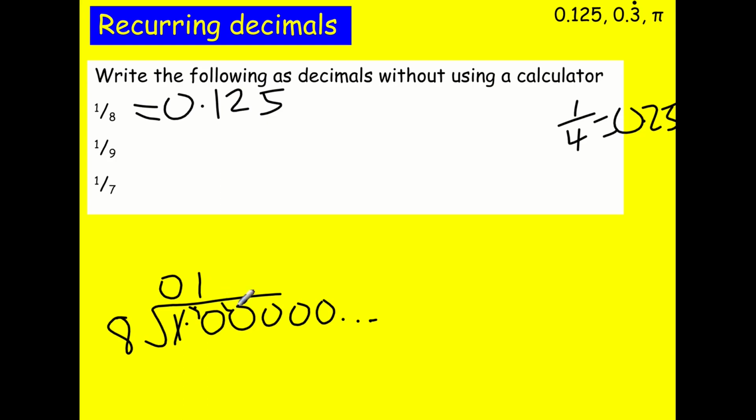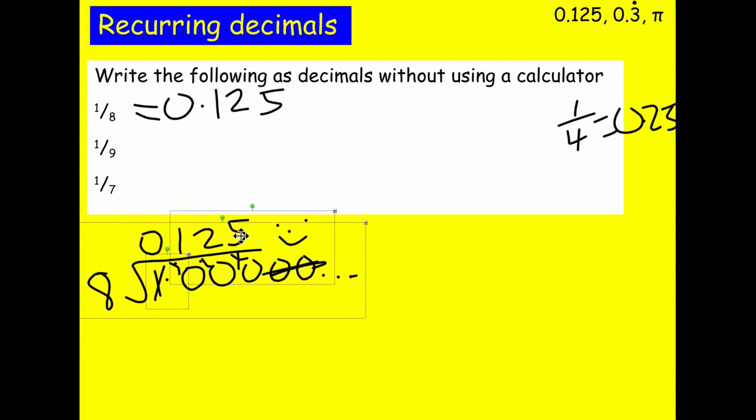Remainder 2. 8s into 20, 2. Remainder 4. 8s into 40, 5. We are done, because there's no remainder, so I don't need these other zeros here. So that's another way of getting 0.125. This is a technique that you are expected to be able to do. You would have been doing short division, presumably for a good amount of time, and quite possibly involving fractions before, but this is just a recap if not.